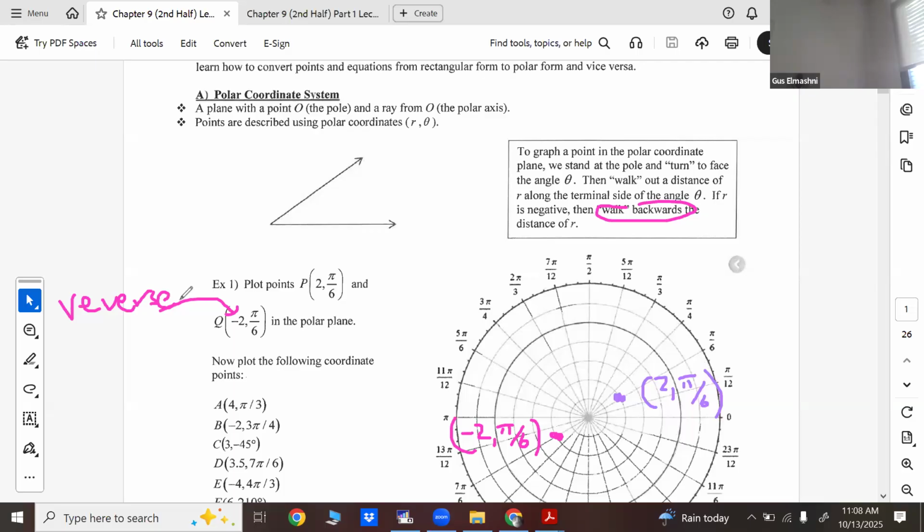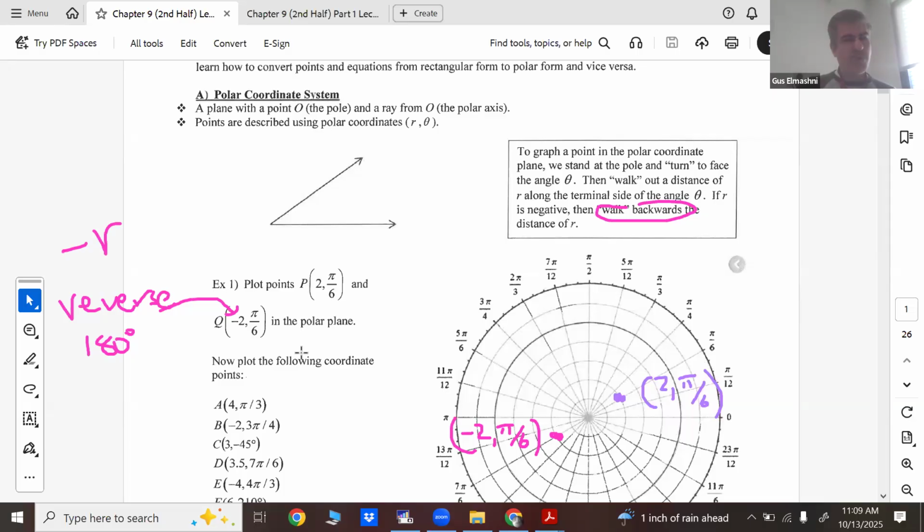So you see this little nozzle. That's pi over 6, then you turn around and now it's pointing that way. So when r is negative, you just reverse 180 degrees. Negative r, you reverse 180 degrees. So let's plot these points so you guys feel comfortable, and then we'll talk a little more about it.